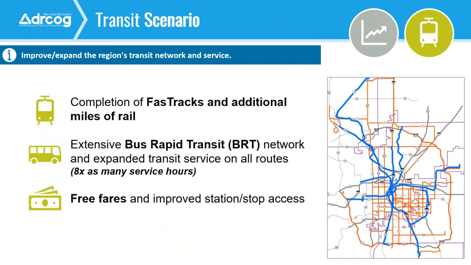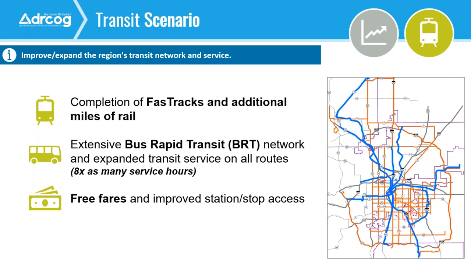Next slide. Final one I'll introduce is transit scenario. This is a really significant increase in our transit service, about 8 times as many service hours. In this scenario, we completed all of FasTracks and then some additional miles of rail, an extensive bus rapid transit network. This is based on RTD's BRT network. You can see all the lines where we added BRT in red there.